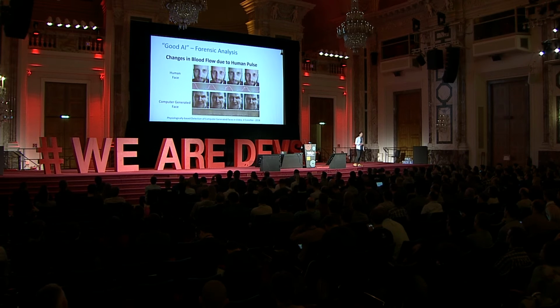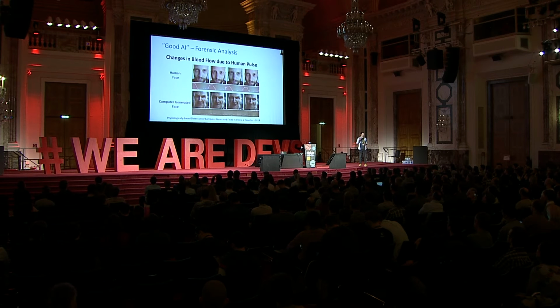Let's talk also a bit about video detection. I really like this example because it's borrowed from the forensic analysis domain. What these guys did here, they showed that you can look at the video, focus on the face, and for a human face, you will see slight changes in the color as a result of the human blood flow. But if the video is computer generated, then you would obviously not expect that to happen.